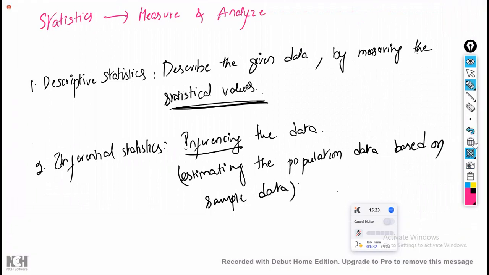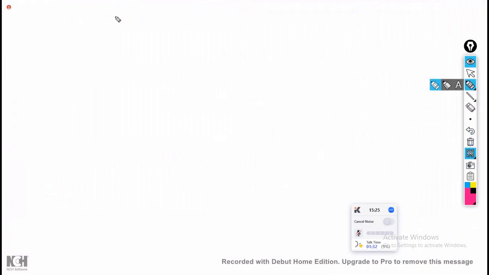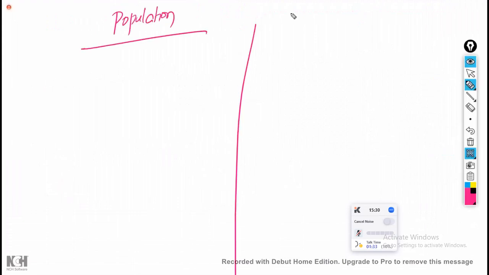Right. Next, what is population? Next heading is population and sample. What is meant by population and what is meant by sample?